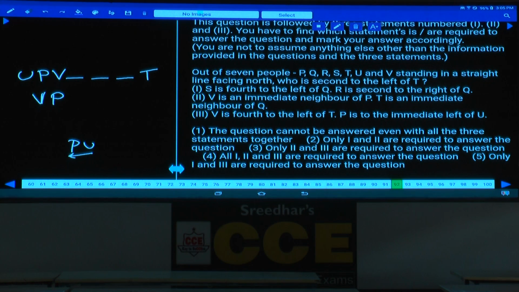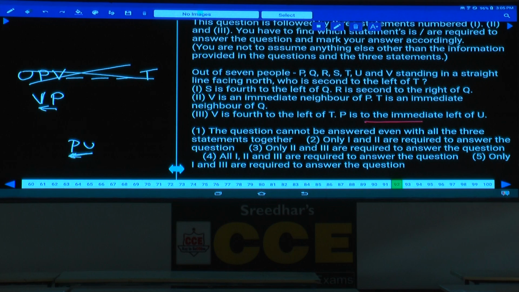Tell me. Because if P is like this, V is an immediate left of P. What is the statement? U is an immediate left of V. P is to the immediate left of U, isn't it? Now what is the statement here? Now the statement is P is to the immediate left of U. As P is to the immediate left of U is there, this case is not possible, isn't it?